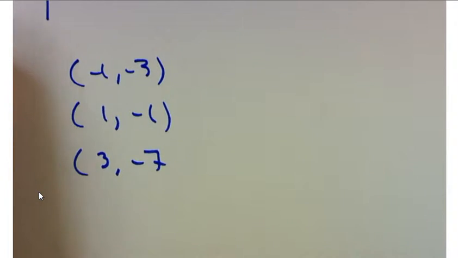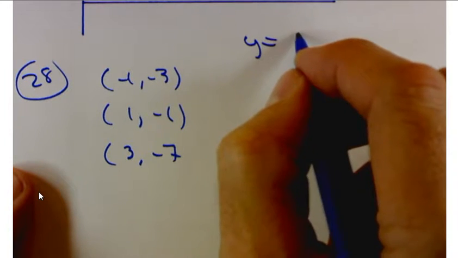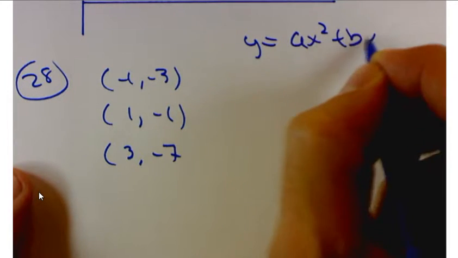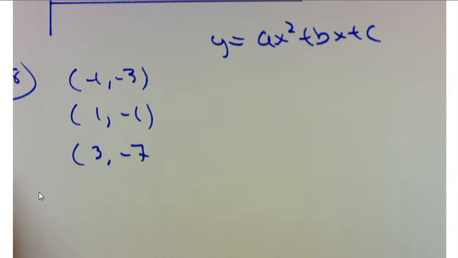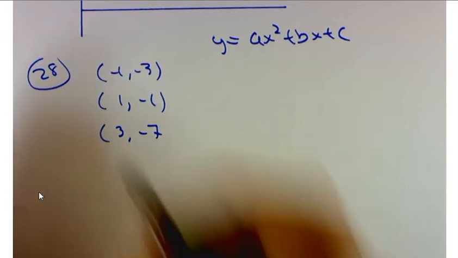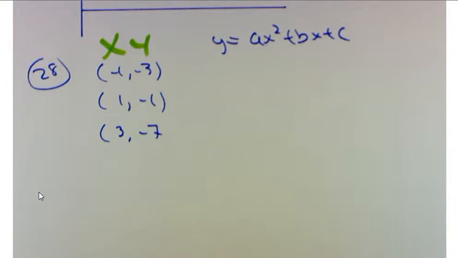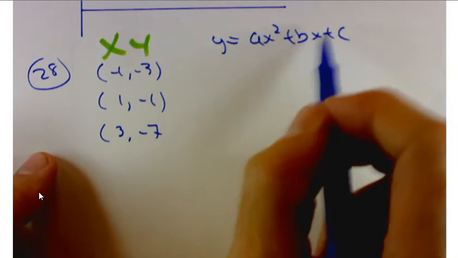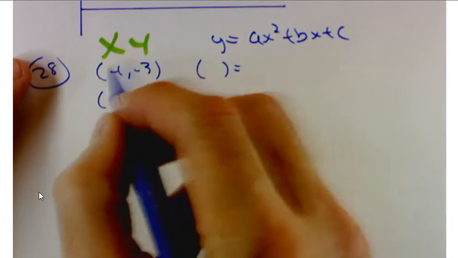Let's see how we do in trying to find an equation of a parabola that fits through those points. So I get y equals ax squared plus bx plus c. That's the general form of the equation of a parabola. If this parabola passes through points like -1, -3, then these should fit in this equation. So let's see what happens when I plug in this first point.